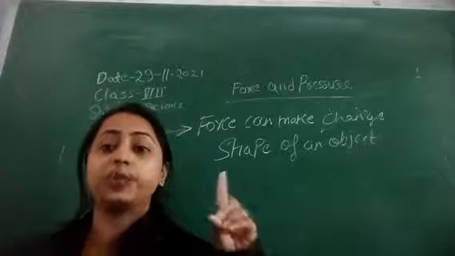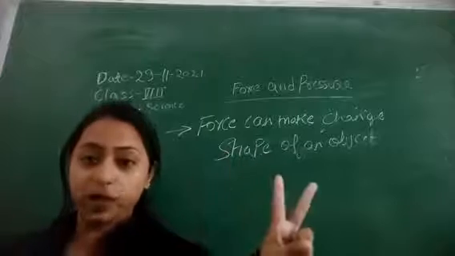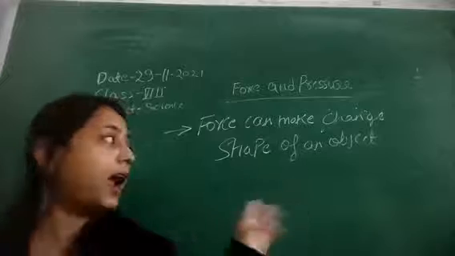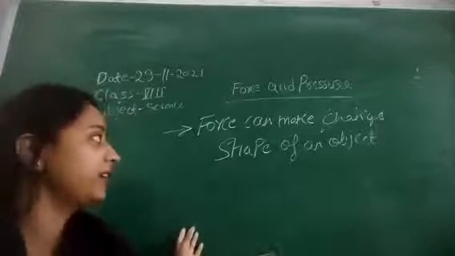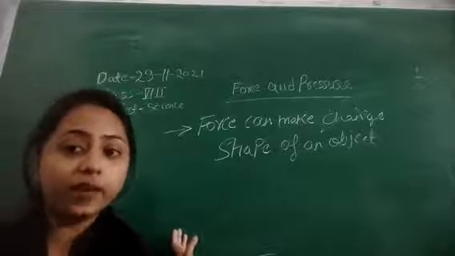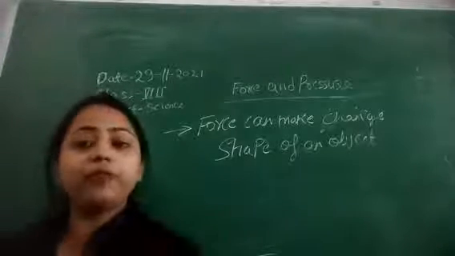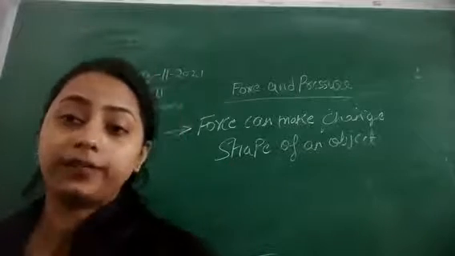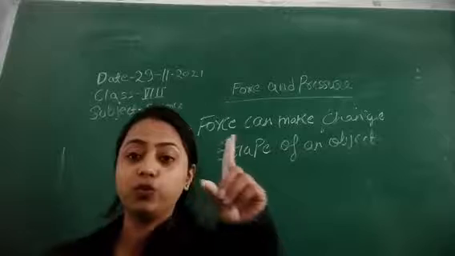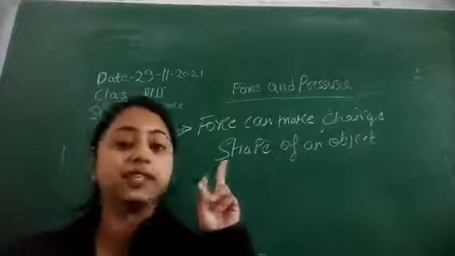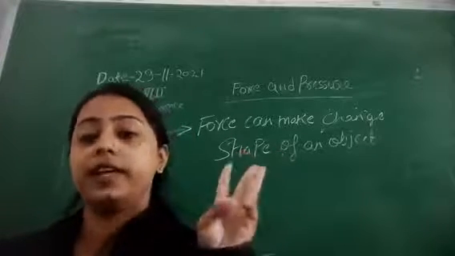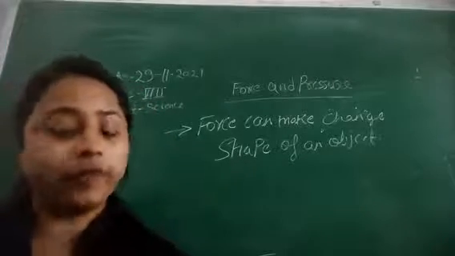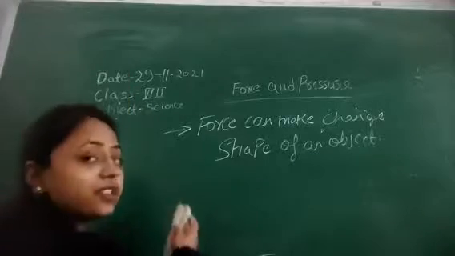Then what is the first point? Force can make an object move. Force can change the speed of an object. Force can change the direction of an object. And the fourth one, force can change the shape of an object. It is simple. You don't have to learn it as a paragraph, just learn it in bullet form. It is easy. So, force can make an object move, change its speed, change its direction, and change its shape. Take a screenshot.